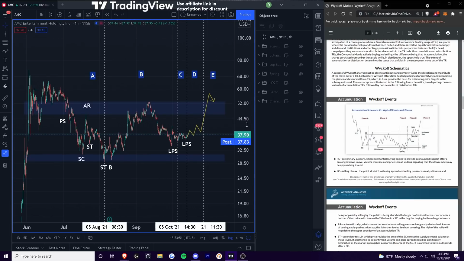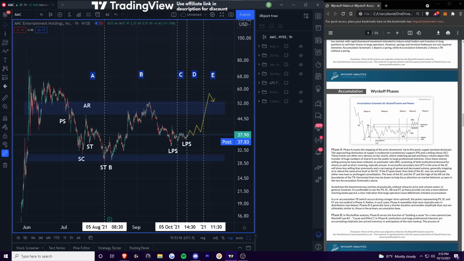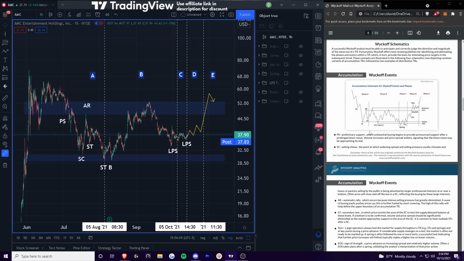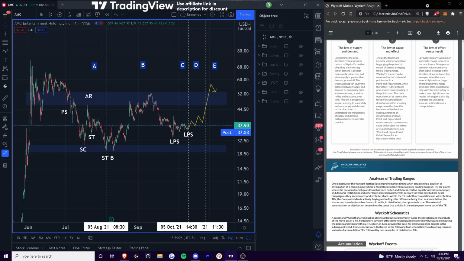So the first major theory that I had is this LPS theory. And what this would be referring to is that we are in this sort of accumulation schematic where phase C can be a little hard to detect because it doesn't have this really big sell-off. See, in the accumulation schematic 1, you have this spring and test where you go below your trading range. And I see this as the existing trading range. And I think under this schematic, we would actually be in phase C.